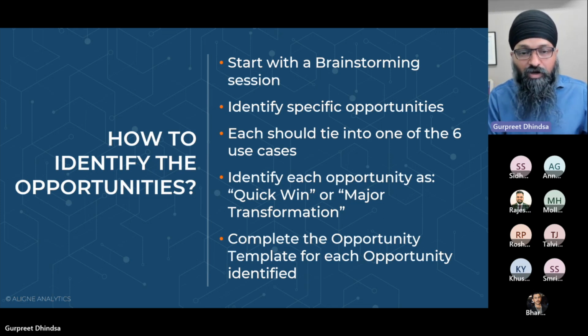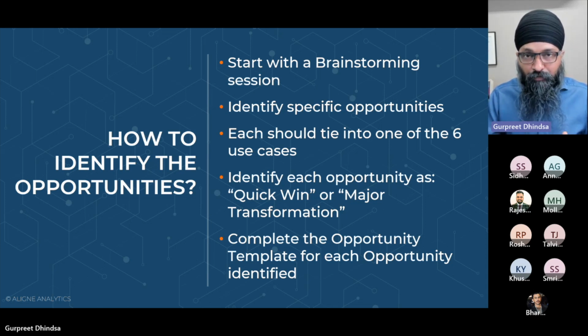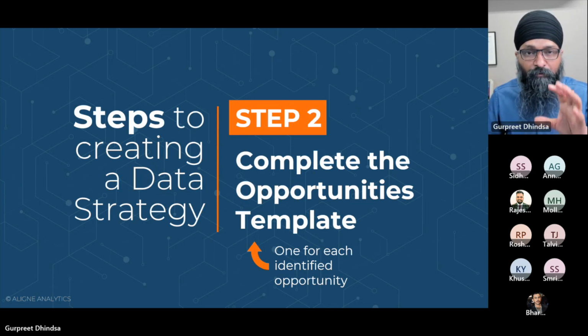So there could be quick wins or major transformations, those 2 categories of projects. And then for each opportunity, you go and complete the opportunity template. Okay, so let's look at what this template is. So what are the questions that you need to answer for each opportunity? Okay, one by one.